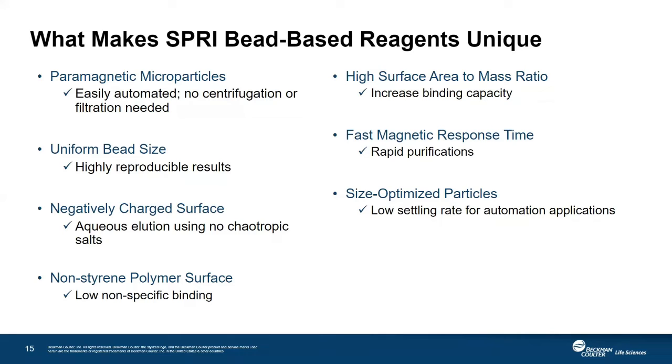Again, because these particles are size optimized, they're really great for automation and for automated applications. Not having that variability means you set up your automation and you don't have to tweak it down the road. I think Beckman has really high quality standards. Our internal QC is quite extensive, so we are not going to have huge variation in bead size, which would maybe affect how your automation is working downstream.